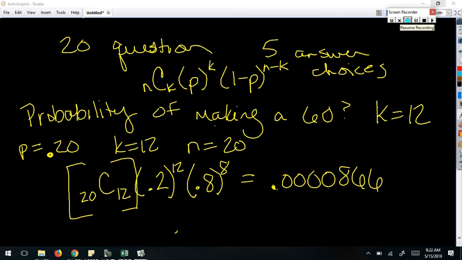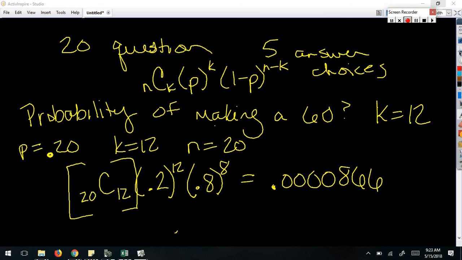Scientific notation, so you have to move the decimal left 5 times. Okay? Now, good work, Jacoby Johnson. Understand, guys. Matthew, please.